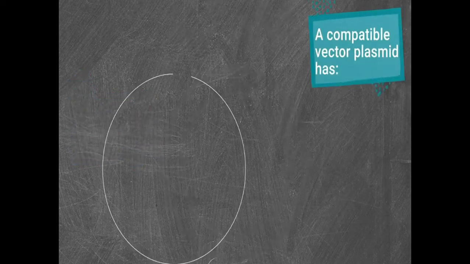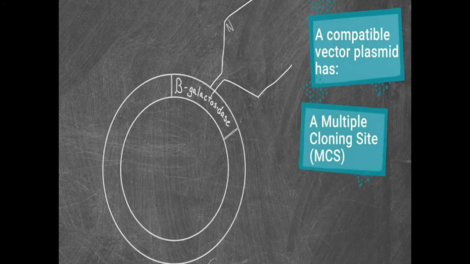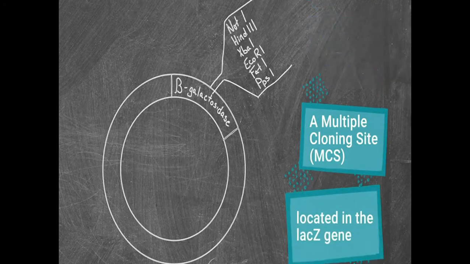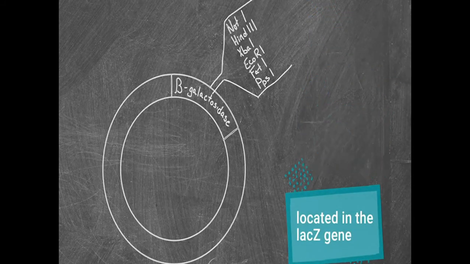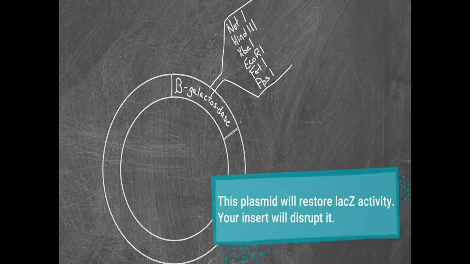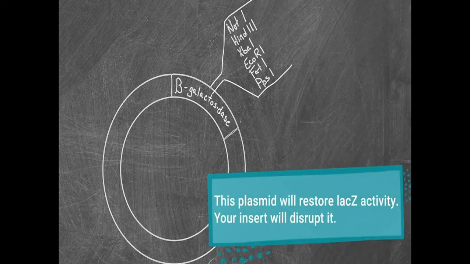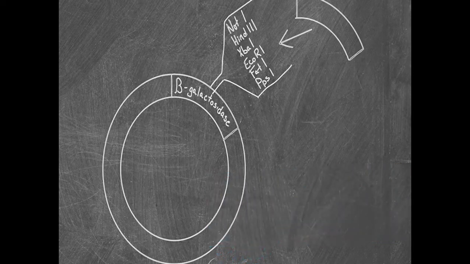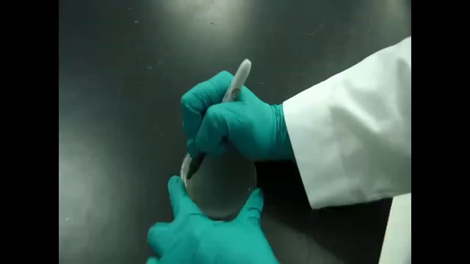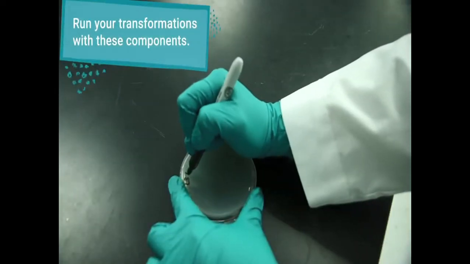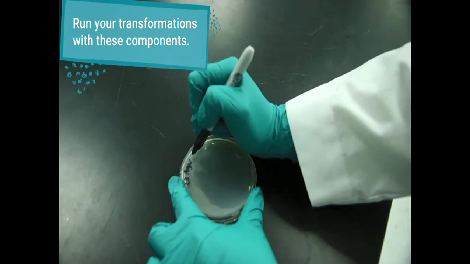You'll also need a compatible plasmid, which contains a multiple cloning region within the coding sequence of the piece of LacZ that was deleted from the competent cells. This plasmid alone will restore LacZ activity, but successful ligation of your insert will disrupt the LacZ coding sequence, so the activity is not restored. Using these components, you can run your ligations and transformations as you typically would.